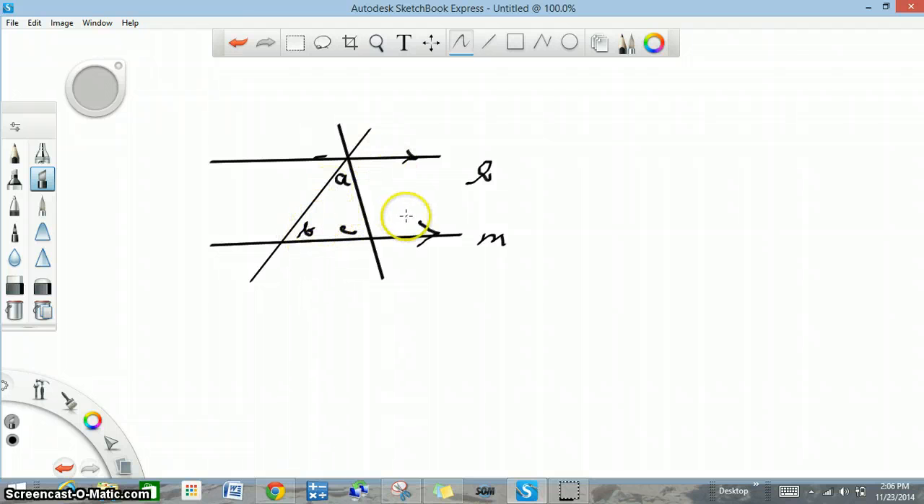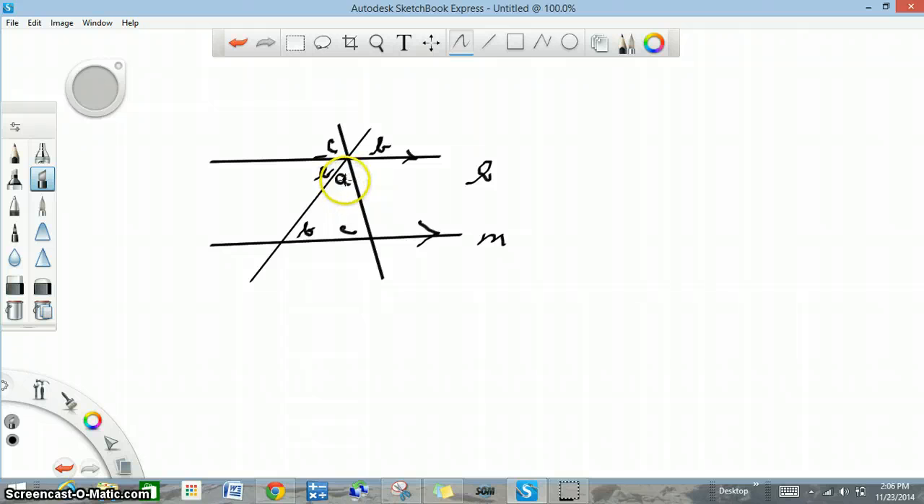Now, because these two lines are parallel, angle B is the same measure here as it is here, and then because these two angles are vertical, we can say that these two are the same measurement, those two being B. Now angle C here, because again our lines are parallel, we can say it corresponds to that angle.